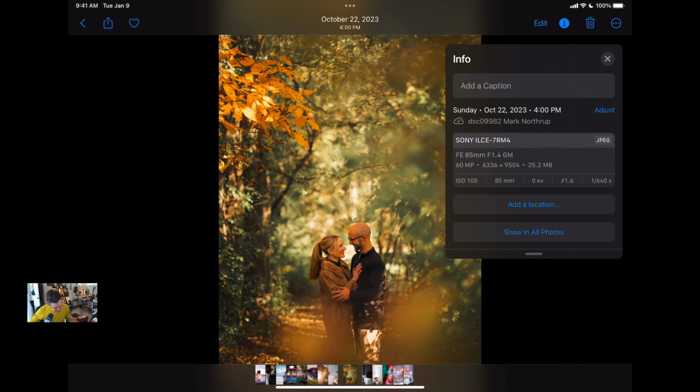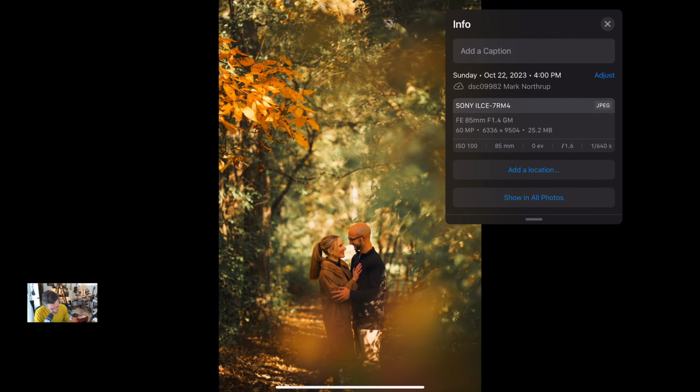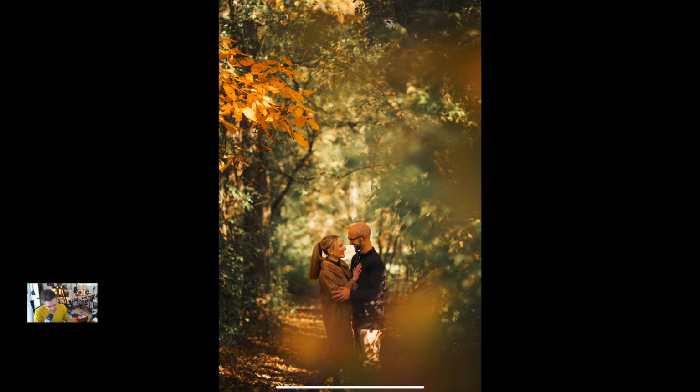This is Mark, and it is 111. All right, Mark, let's see what you got. 85 mil. It's a prime lens at f1.6, 1/640th of a second shutter and ISO 100. All those settings track pretty well. Love the edit on this. Really nice kind of fall warmth vibe.